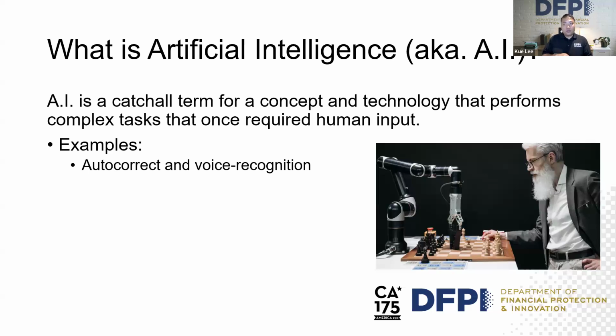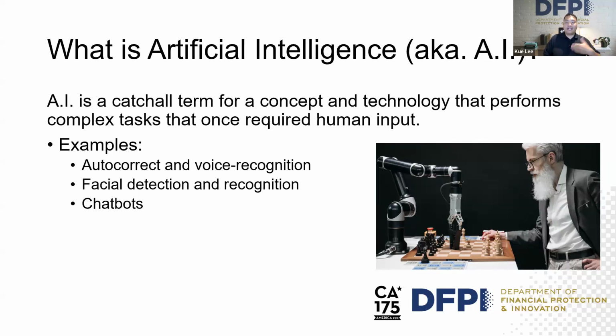So things like on your phone, sometimes your email will autocorrect you. And of course, voice recognition and voice typing were early versions of artificial intelligence. And then it evolved to things like facial detection and recognition. And then of course, chatbots. I know many companies nowadays use chatbots to be their first line of consumer response. But that's using artificial intelligence and a large database to generate auto responses, that kind of thing.